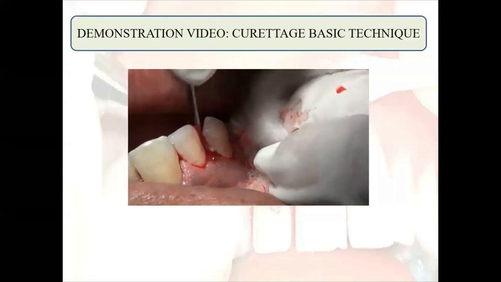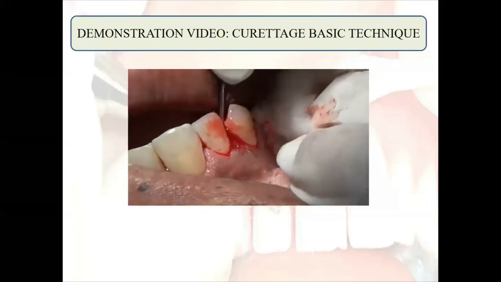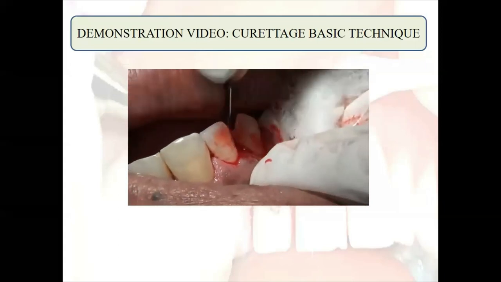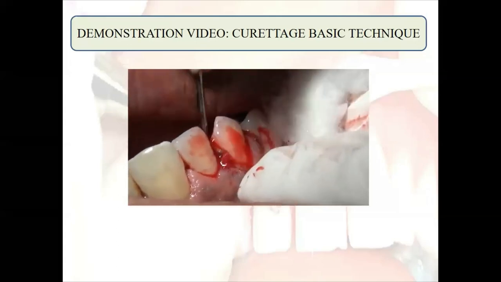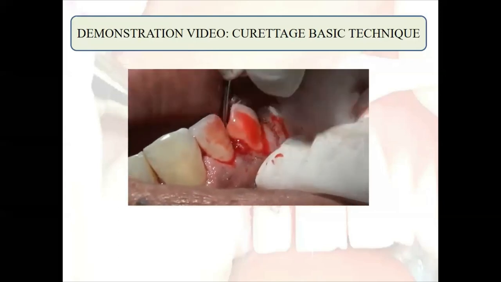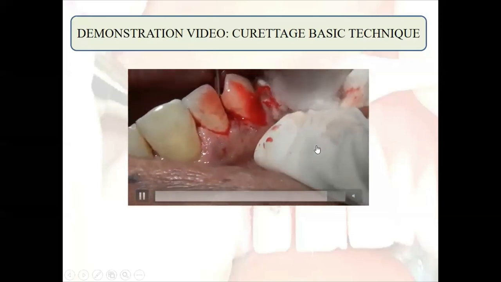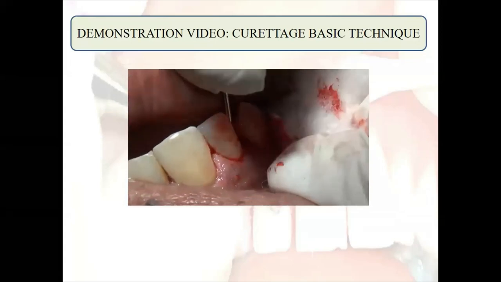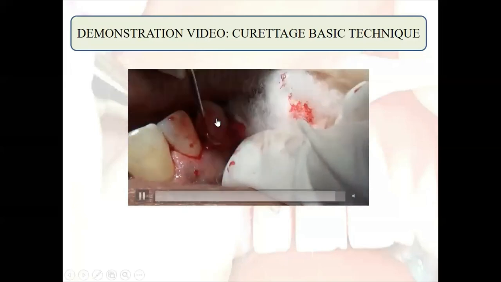As you can see, the working end of the instrument, in contrast to your conventional scaling and root planing procedure, where the tip of the working end is kept towards the tooth surface, here we are keeping it away from the tooth surface, towards the soft tissue lining. This remains the basic difference between scaling, root planing, and gingival curettage, because the objective is to remove the lateral wall of the pocket, the soft tissue lining which is inflamed.